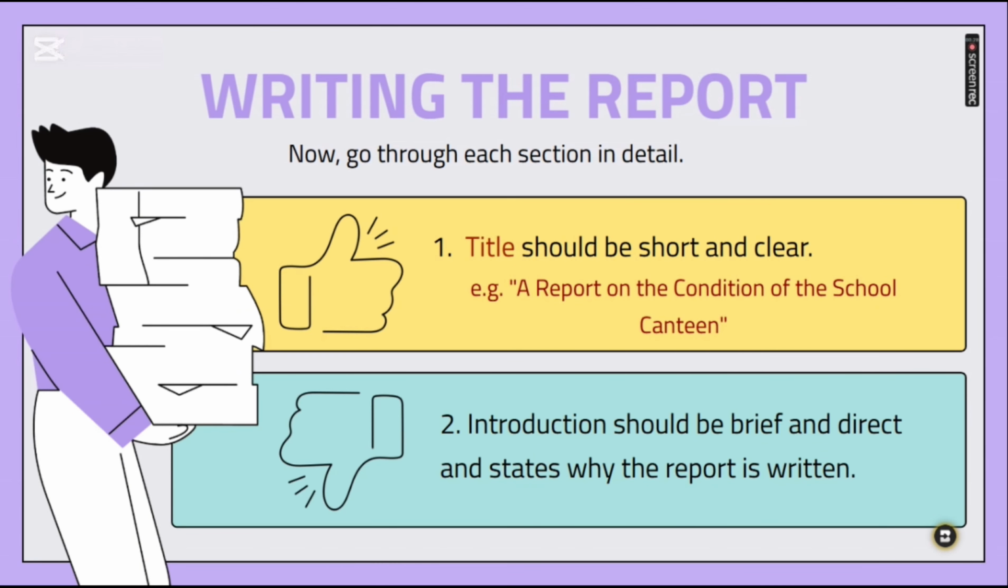Then comes the introduction. In the introduction, you'll have to explain why you are writing this report. What is the purpose of your report? Your introduction should be brief and direct and state why the report is written in 3 to 4 lines, not more than that. So, for example, if we are writing a report on the condition of the school canteen, we can say the purpose of this report is to highlight the poor conditions of the school canteen.